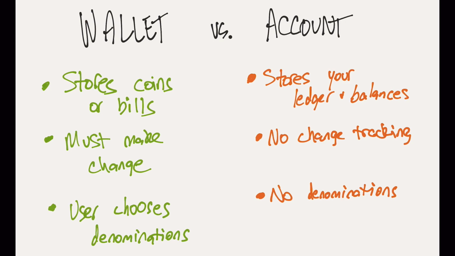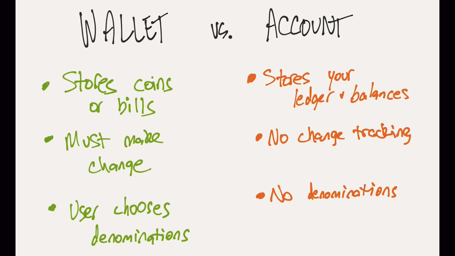And the user gets to choose those denominations. So you get to choose how many bills of what sort you keep in your wallet. That could be a good or bad thing. If you are trying to carry a lot of money, then you don't want small bills. You would want large bills. If you are trying to purchase lots of different items, maybe you do want small bills because you don't want the clerk to have to break your large bills.